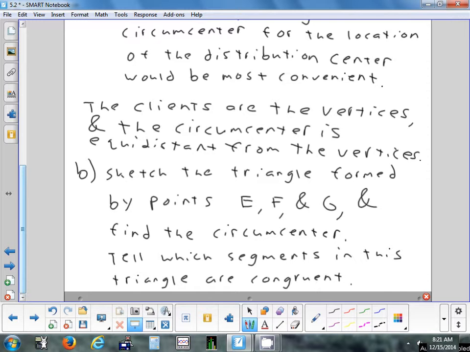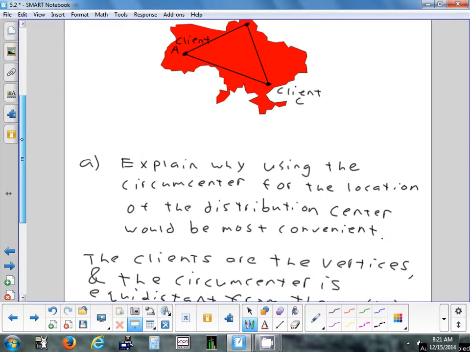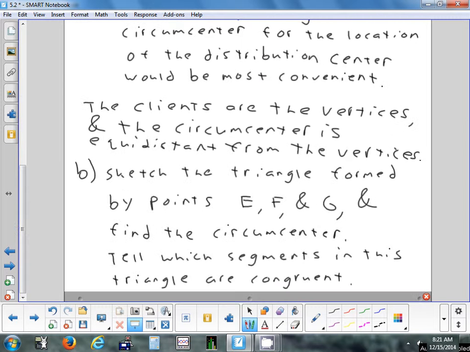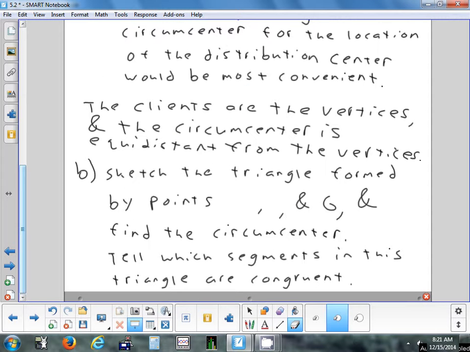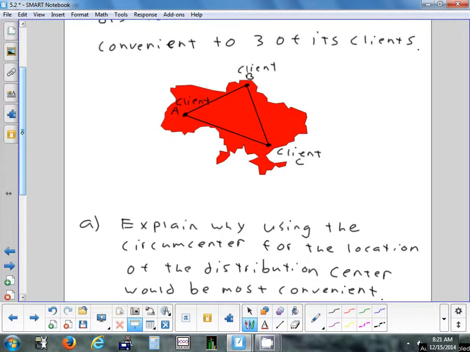Okay, so now it says to sketch the triangle. We already did that. Formed by, well, I used points A, B, and C. And now I want to try to find the circumcenter. We'll do this the best we can. Without a compass and really taking a lot of time to measure, it can be tough. So let's try to find our midpoints.